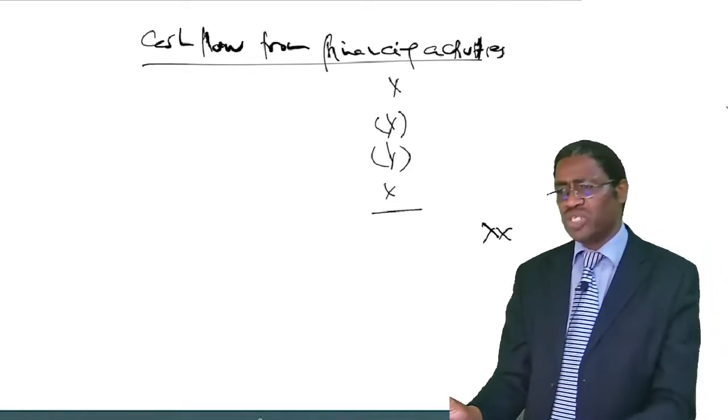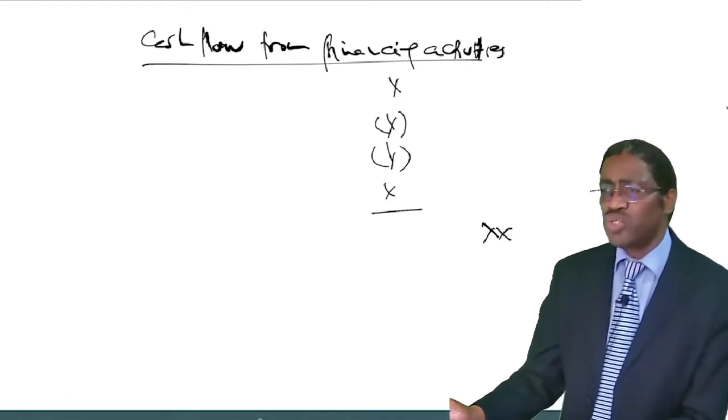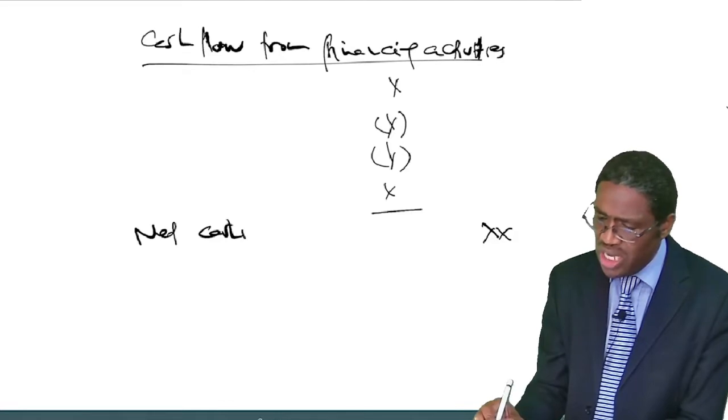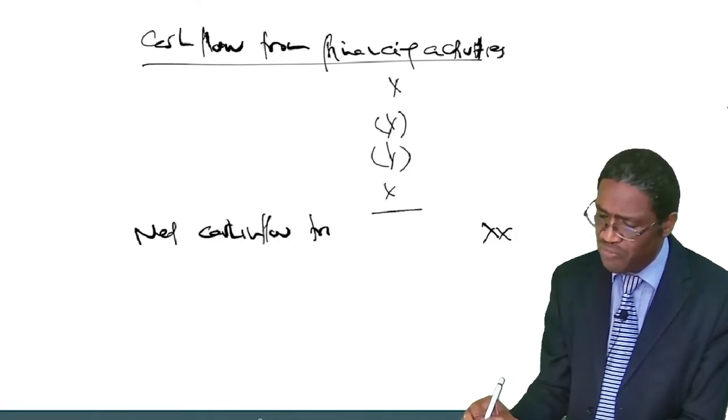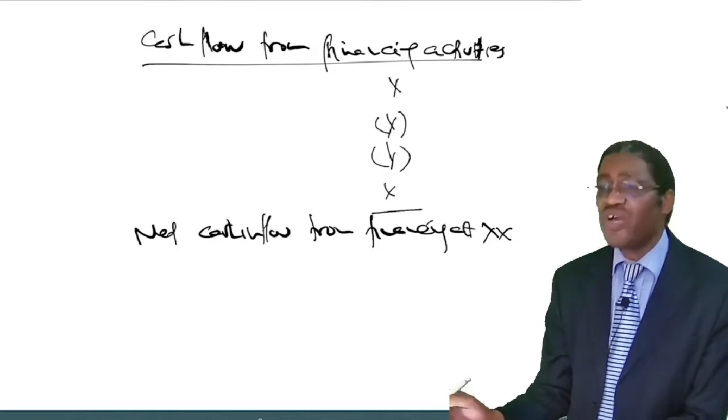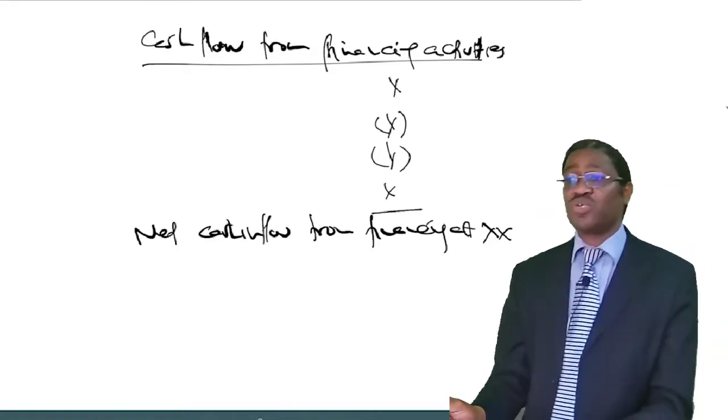Assuming it's a positive, you used to call it net cash inflow from financing activities. That's what you used to do.